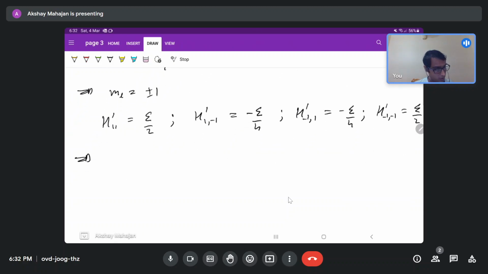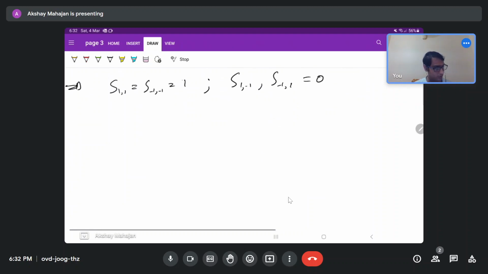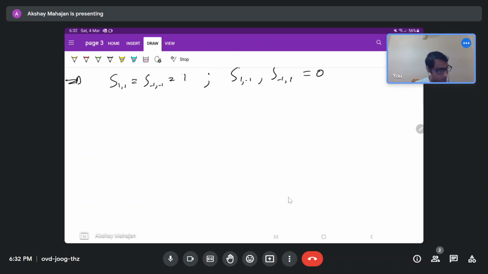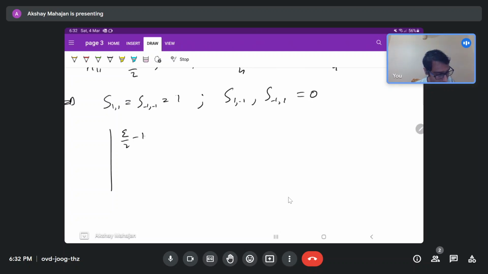Now using this we can write, and also these are orthonormal. So we know that s(1,1) and s(-1,-1) will be equal to 1, and s(1,-1) and s(-1,1) will be 0, like the previous general case where we saw. So using this we can write our determinant as epsilon by 2 minus our first order energy correction.